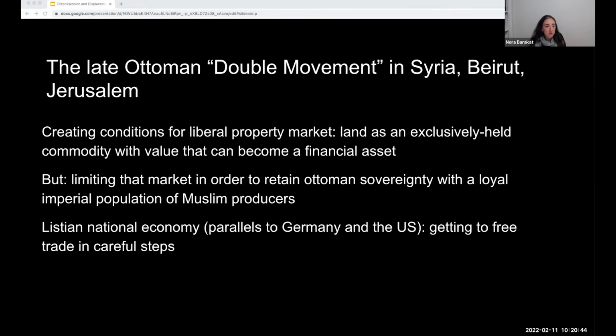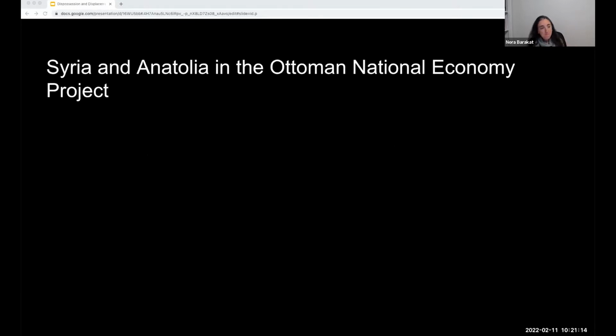And there has been some research into the importance of List's thought to Hamidian era intellectuals. But here I'm more interested in the way that this concept and these debates actually affected policy. So it's important to note that, like List, these protectionist Ottoman lawmakers in Syria, whose arguments ended up winning out with these bans, were not actually anti-capitalist. Like List, they believed that getting to free trade and prosperity was the goal, but they wanted to do it in these careful sovereign steps.